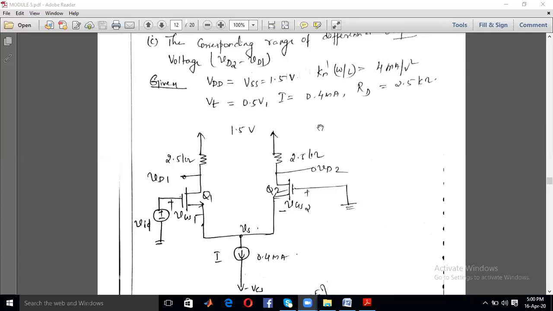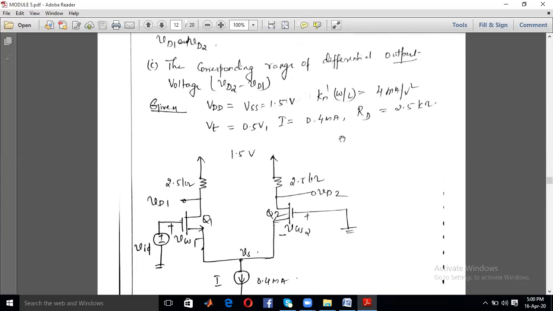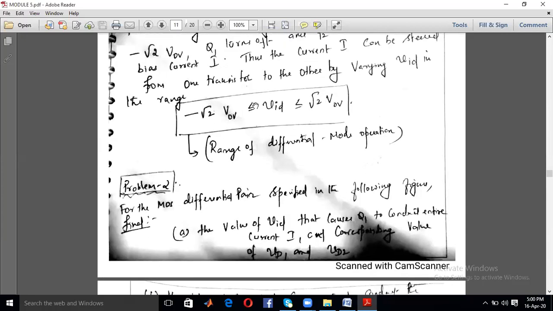Okay. Now, second part of the question: again we have to find the value of VID that causes Q2 to conduct. The transistor Q2 will conduct the entire current. At the same time, Q1 will be off, and corresponding to this value, we have to find VD1 and VD2, just opposite. So again, we can go to the result of the previous derivation.